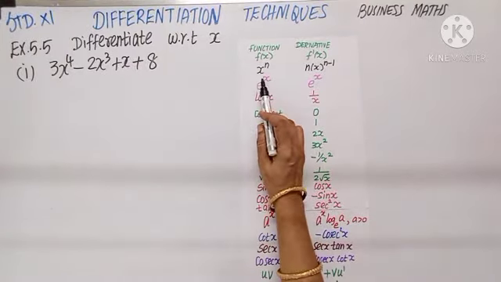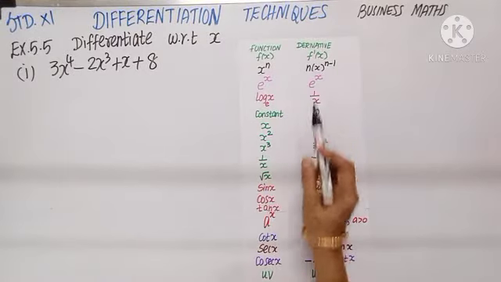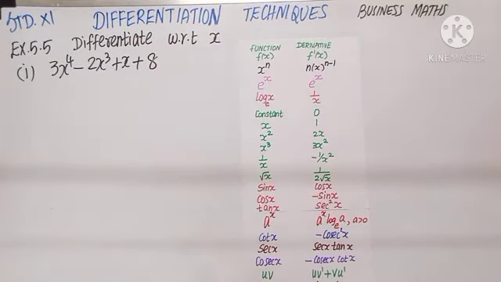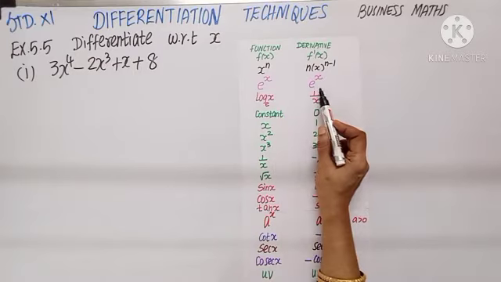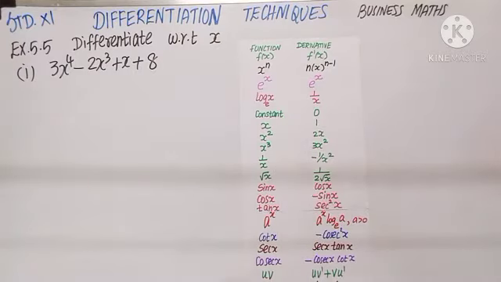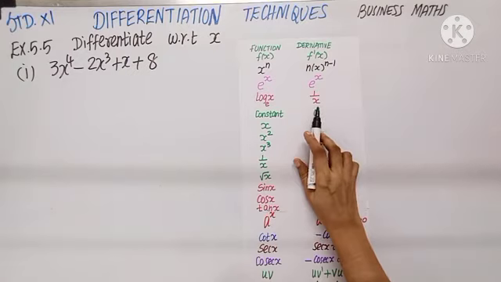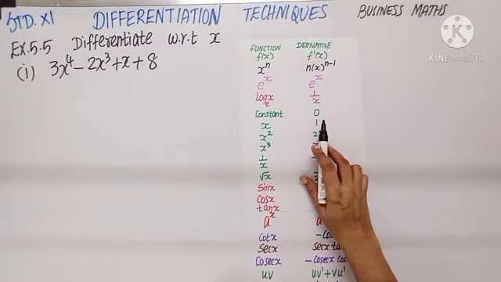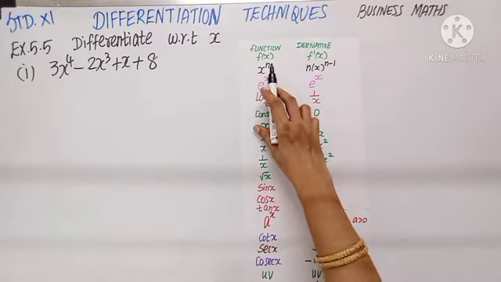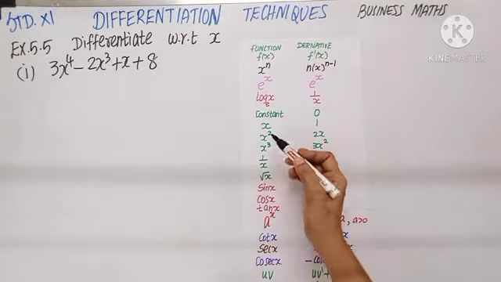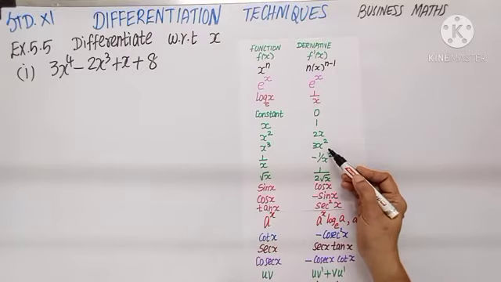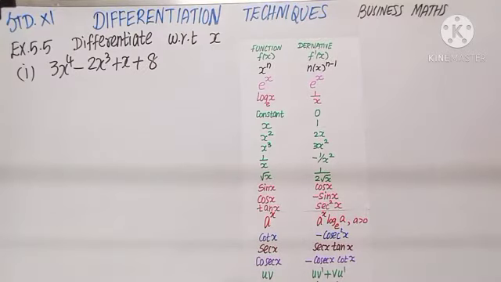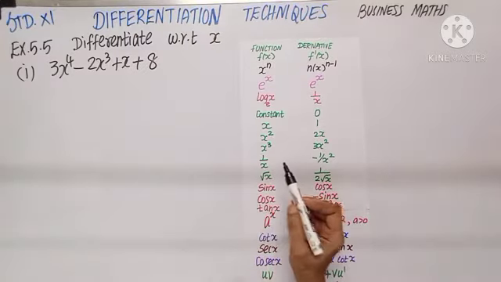For x power n, the derivative is n x power n minus 1. E power x becomes e power x. Log x base e becomes 1 by x. A constant becomes 0. Applying this x power n formula for x power 1, 2, 3, we have listed them. It is good that we remember these while doing problems.